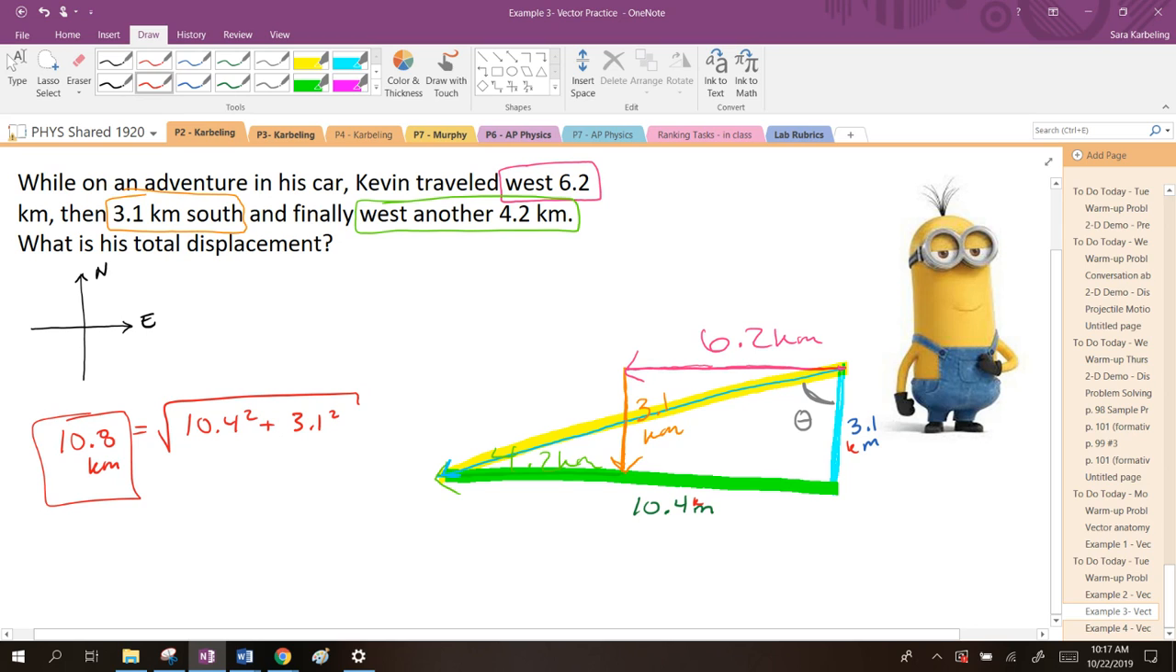Yeah? Okay. And then to find the angle, I heard somebody say, are we always going to use tangent? Until 3 minutes from now, yes. Yeah. That's a good face. In problems like this, when you're trying to find the angle that the resultant is at, you will always use tangent, right? It's going to be opposite over adjacent. So I have the inverse tangent of 10.4 over 3.1.